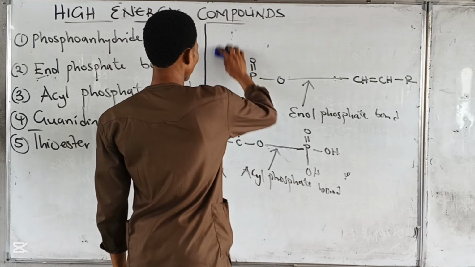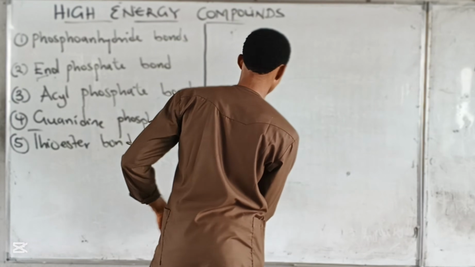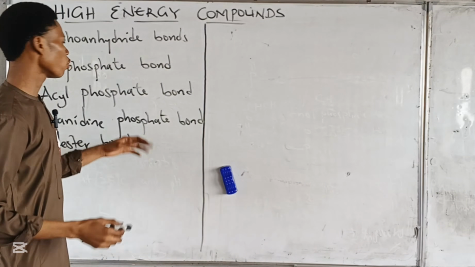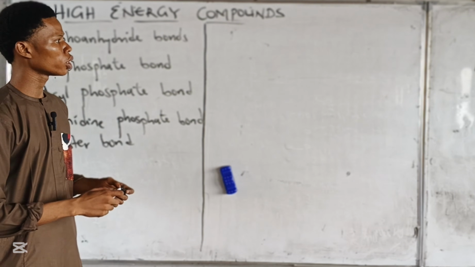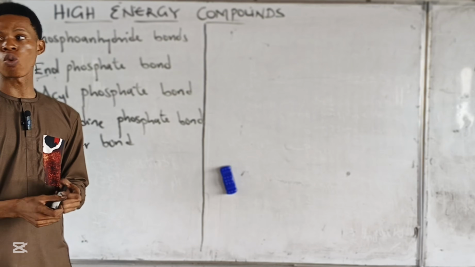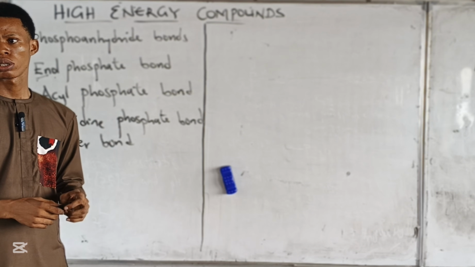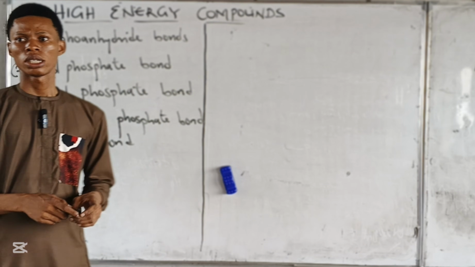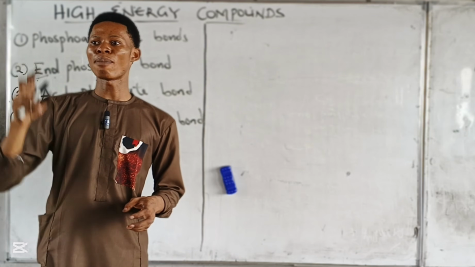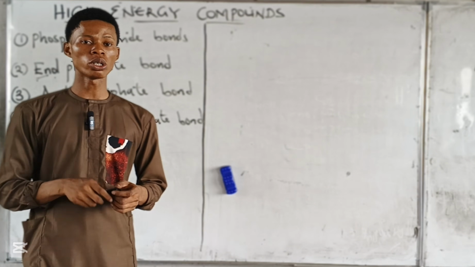Now, if we want to look at the fourth one, the guanidine phosphate bond, we said it is formed between phosphate and a guanidine molecule, right? And what's a guanidine molecule? A carbon that has 3 amino groups bonded to it, right? Carbon with 3 amino groups bonded.